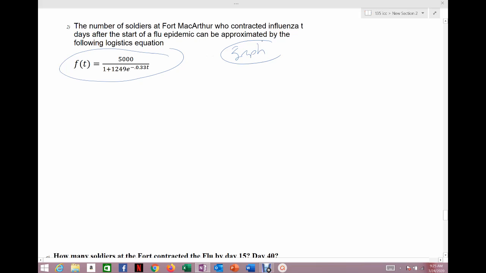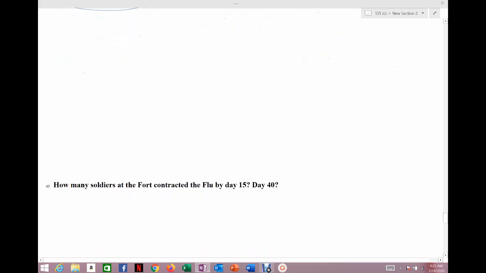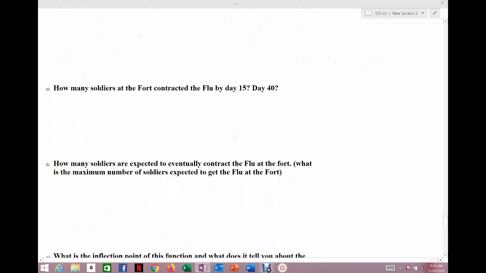So I'm going to graph this function. Now I will have to change my window a little bit. I'm going to change my x max and my y max. Again, I'm going to leave my minimums the same as before. I'm going to kind of look and see what I need. So, and I'm going to plug 15 and 40 in.